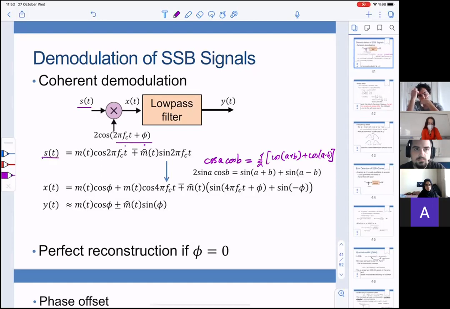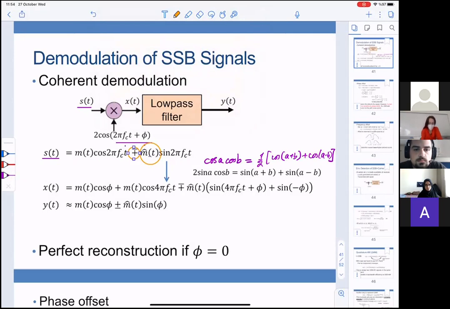Now, the incoming signal, if it is the same as the transmitted signal, looks like m of t cosine 2 pi fct plus or minus m hat of t sine 2 pi fct. What is m hat here? m hat is the Hilbert transform of the message signal. Now, this could be plus or minus. In the case it's minus, it corresponds to upper sideband. In the case it's plus, it corresponds to the lower sideband modulated signal.